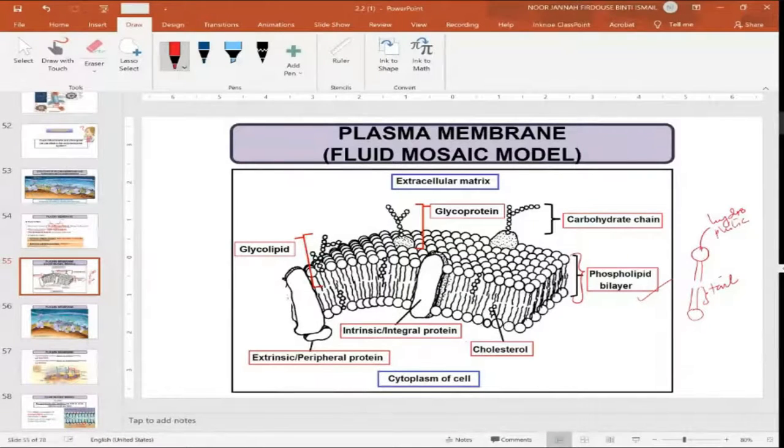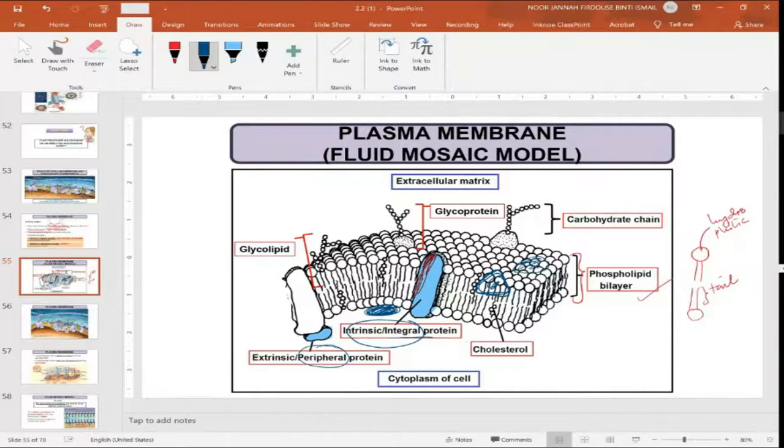Kemudian komponen kedua yang penting adalah protein. Saya nak color lah protein ni. Kalau kita tengok protein ni, ada yang terbenam penuh, ada yang attach sahaja. Kemudian ada satu protein yang akan terbenam separuh sahaja. Sama ada dia terbenam separuh atau terbenam penuh, kita panggil dia intrinsic protein. Manakala protein yang hanya attach to the surface, sama ada di bahagian luar phospholipid atau kat sini, tetap dipanggil sebagai peripheral protein ataupun extrinsic.